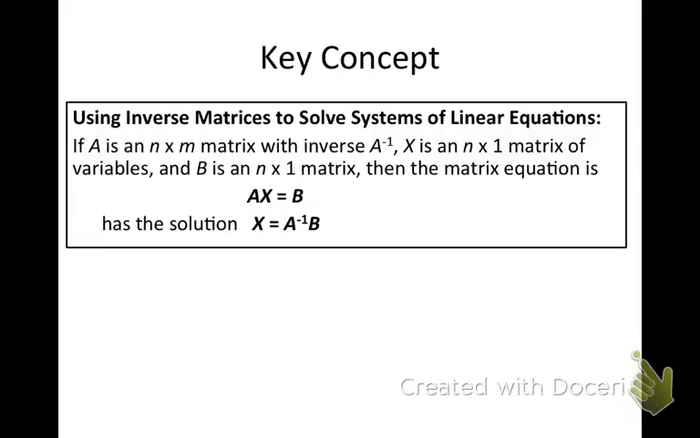So, using inverse matrices to solve systems of linear equations. If matrix A is an n by m matrix, with inverse A to the negative 1 power, and X is an n by 1 matrix. Remember, row by column, so it only has one column of variables. And B is an n by 1 matrix. Then we have the following equation.